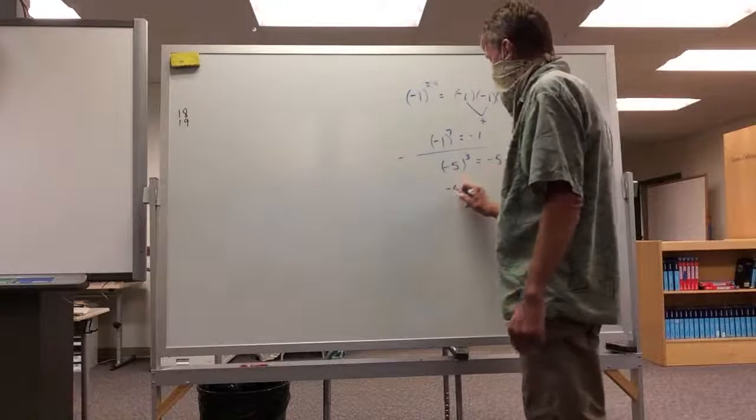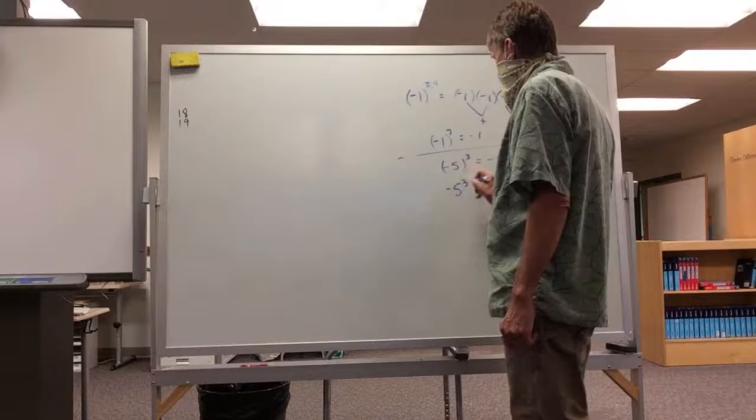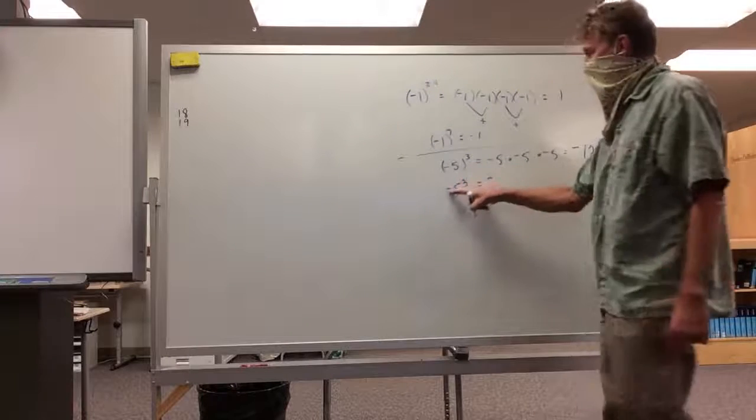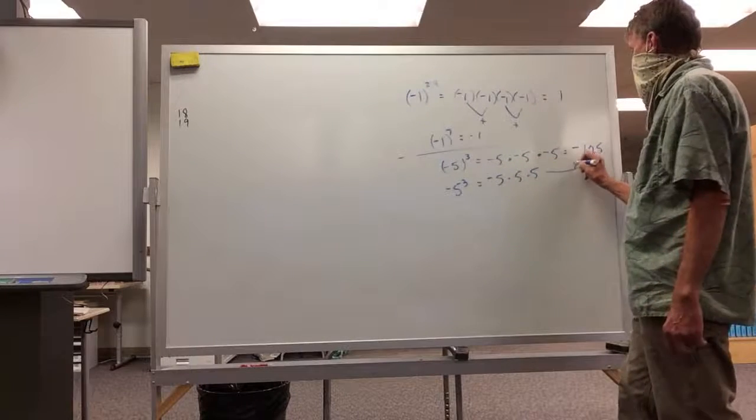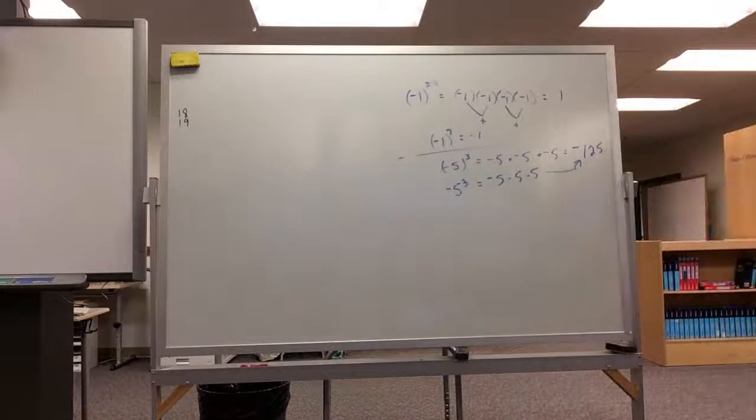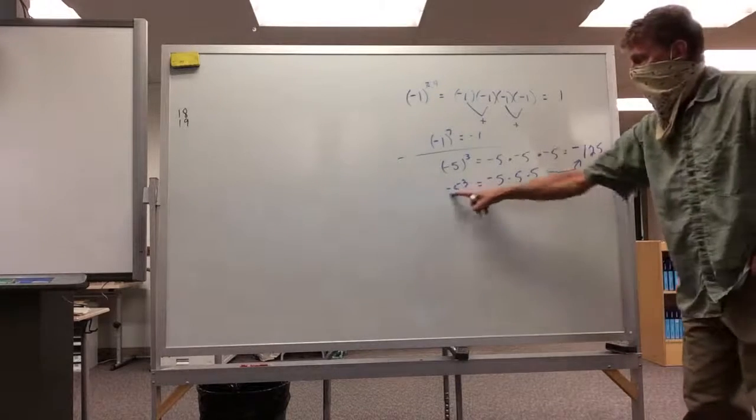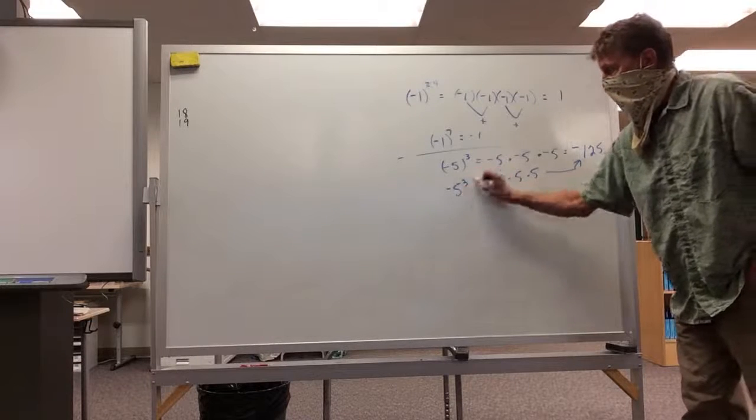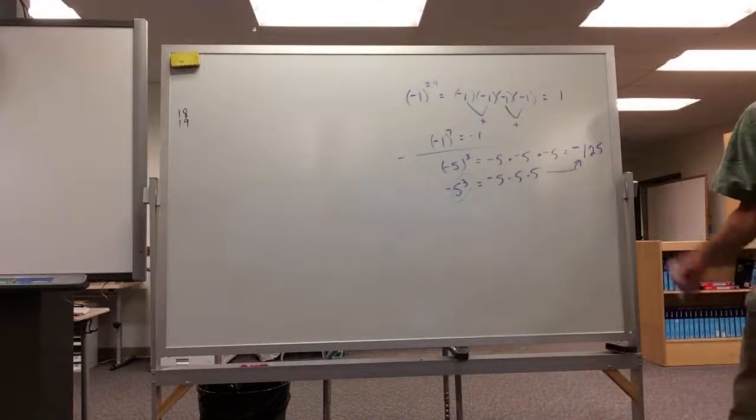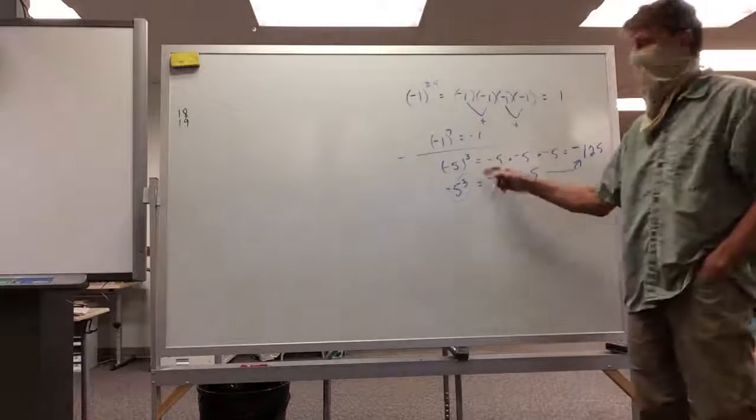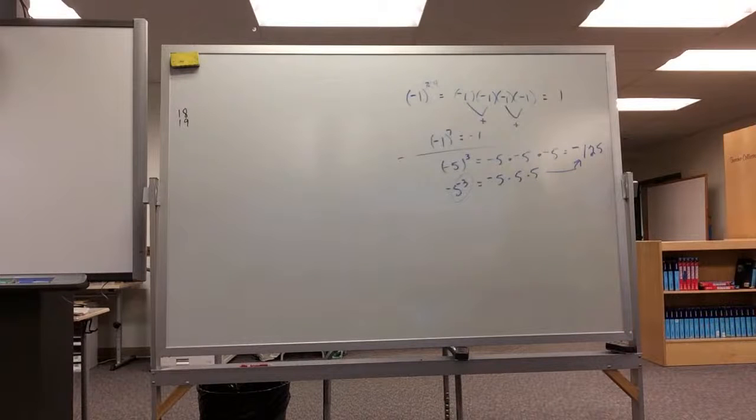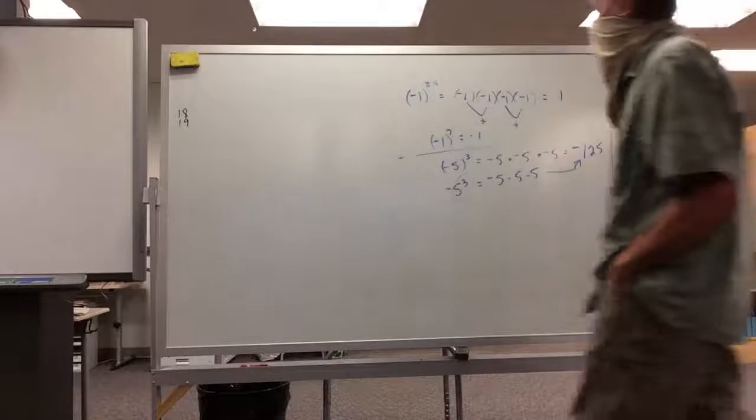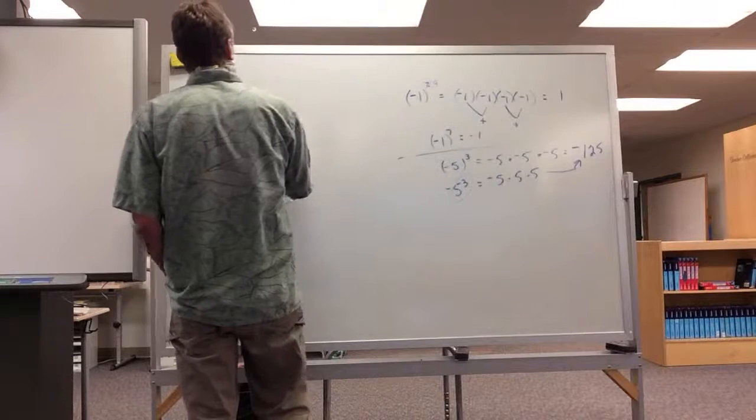Whereas if I wrote -5 to the 3rd, that's a negative, and then 5 to the 3rd, 5 times 5 times 5. Now that's the same answer, isn't it? Yeah, see, this is the negative, but you have to do 5 times 5 times 5 first. So the answer is the same with that one, even though they're written differently. But that doesn't always hold true. If we looked at -5 to the 4th, this is the one where it's different.